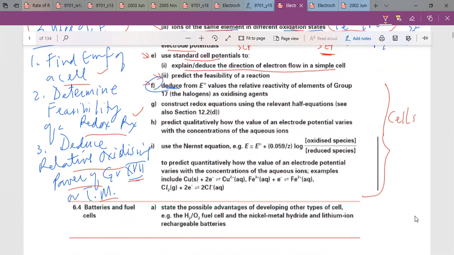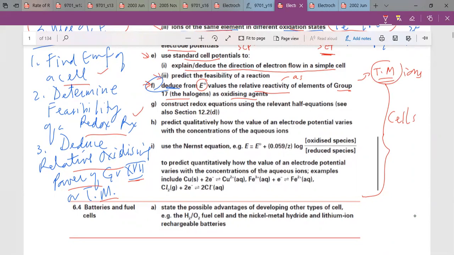Here, F: deduce from E naught, the standard electrode potential values, the relative reactivity as oxidizing agents for elements of group 17. See why oxidizing power? You can also ask for TM metals after, TM ions, which is your transition metals. This one comes under your inorganic chemistry, which we will do later in your A2.